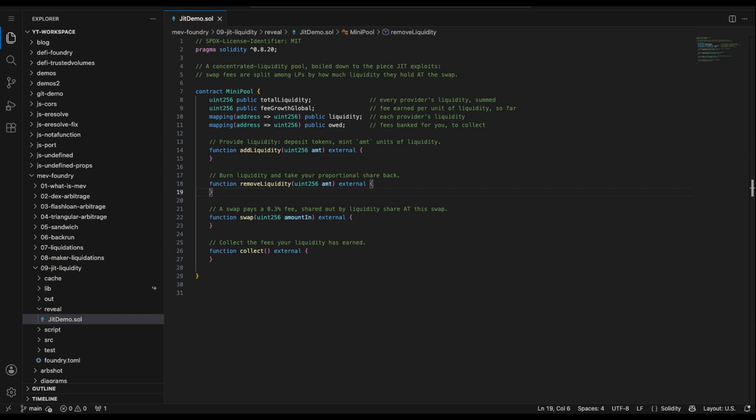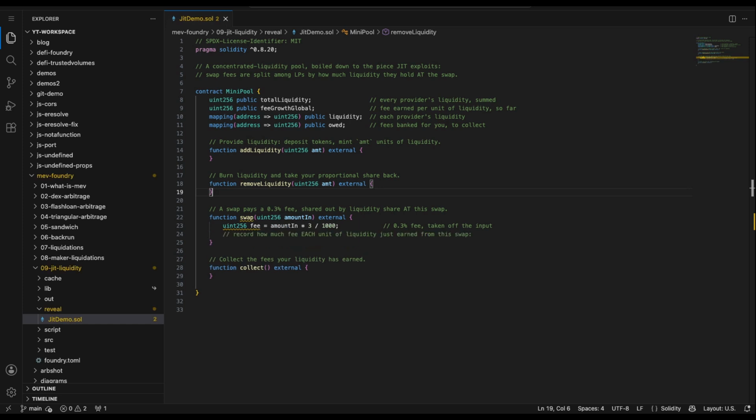Here is the swap, and this is where the fee gets shared. A trade comes in, we take a 0.3% fee, and then the key line, we add that fee into a global accumulator divided by the total liquidity in the pool. In plain words, we record how much fee each unit of liquidity just earned. When you later collect, your payout is your liquidity times how much that accumulator grew. So whoever holds the most liquidity at the instant of the swap earns the most fee. There's no notion of how long you've provided it, only how much you hold right now. Remember that, it's the exact lever JIT pulls.